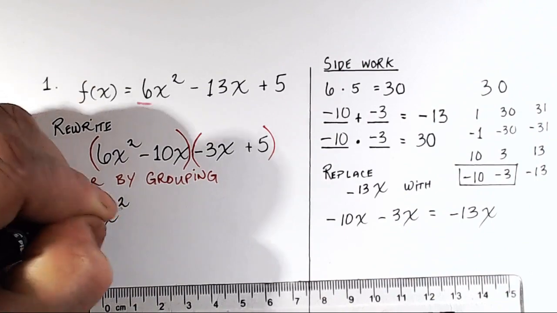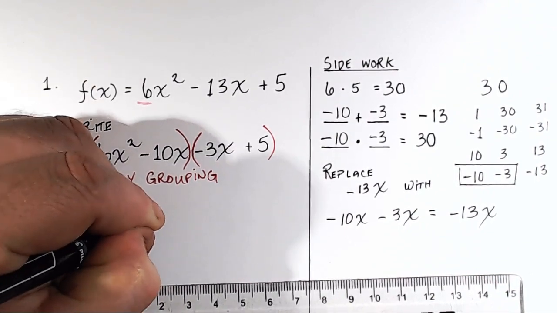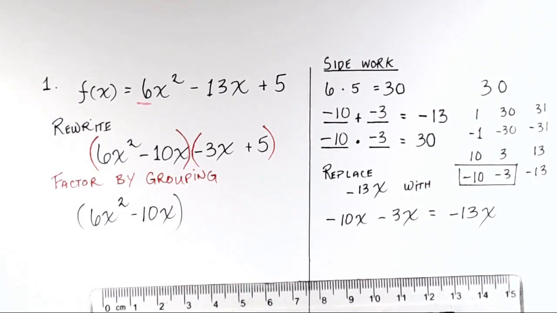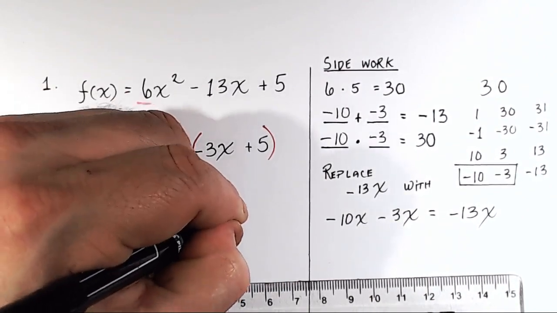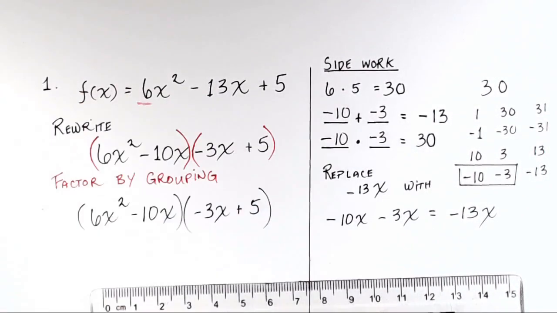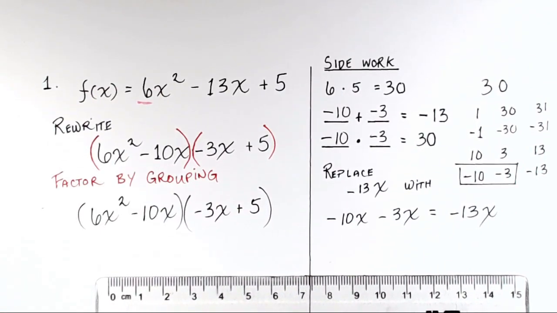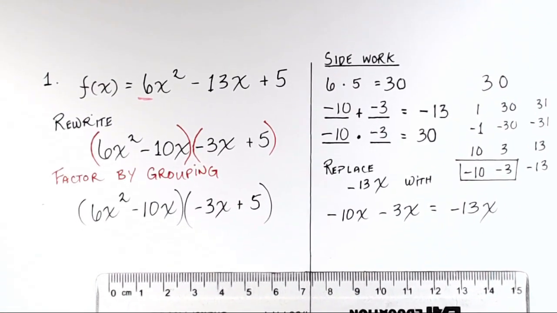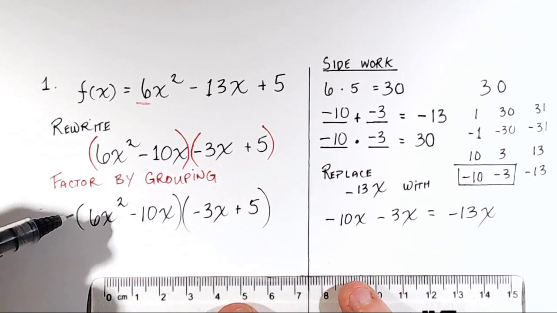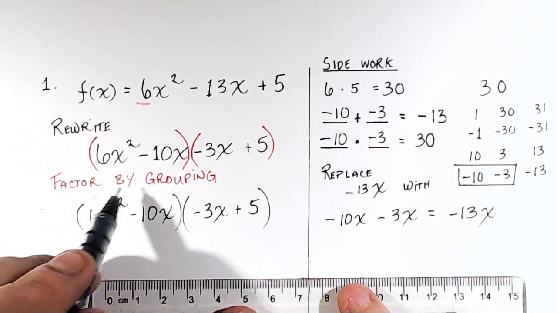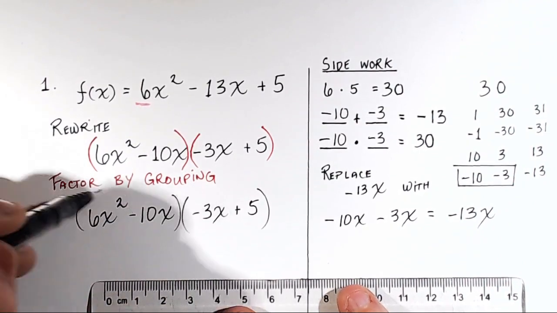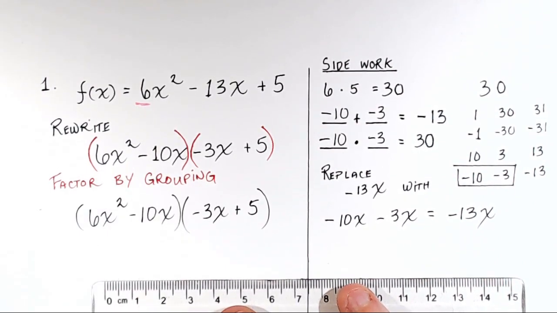6x squared minus 10x times -3x plus 5. All right, and here's what we want to do. We want to ask ourselves, what can we take out of this term right here? What can I factor out of just this term?